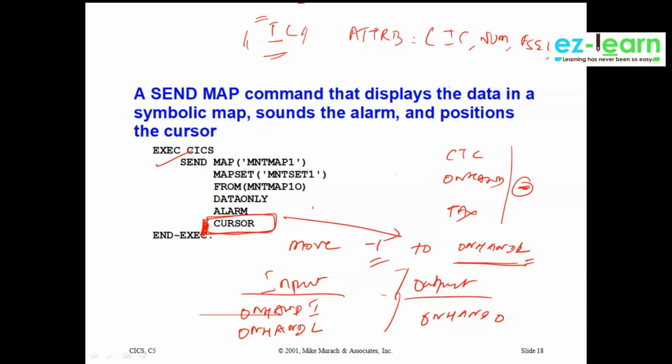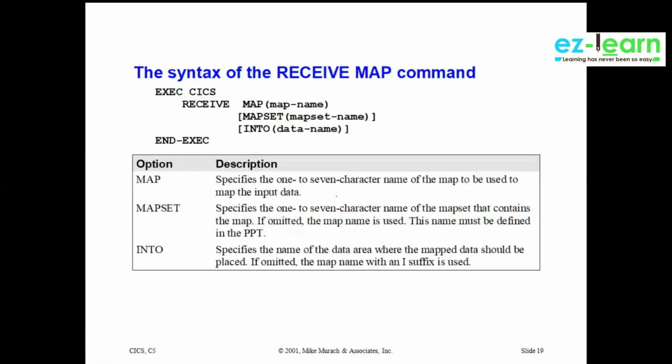Okay, this is how we are going to place the cursor dynamically. So move -1 to length field and send the map with cursor as the parameter. It's a very important interview question.